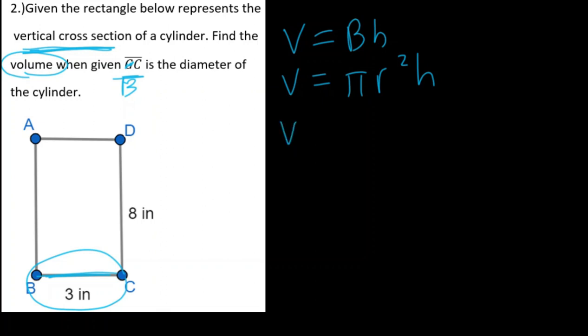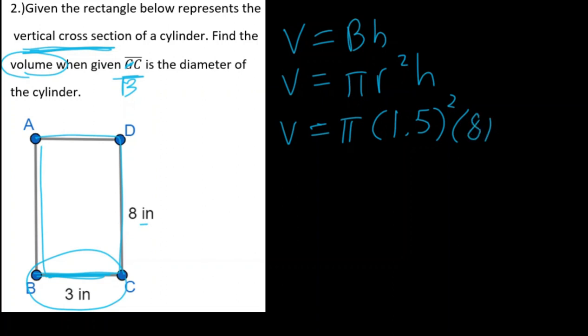Let's fill in all the things we know. So, of course, we know pi. And our radius, well, wait a second. We were told that that is the diameter. So how do you find the radius? It's always half. And so half of 3 will be 1.5. And of course, that will be squared. And then we're going to multiply by the height of this prism. Well, remember, if this is a vertical cross-section, then 8 is in fact the height of the prism. And so we multiply by 8.